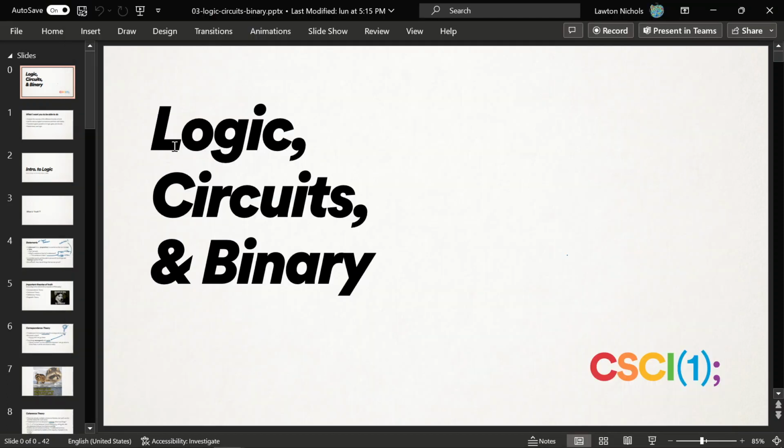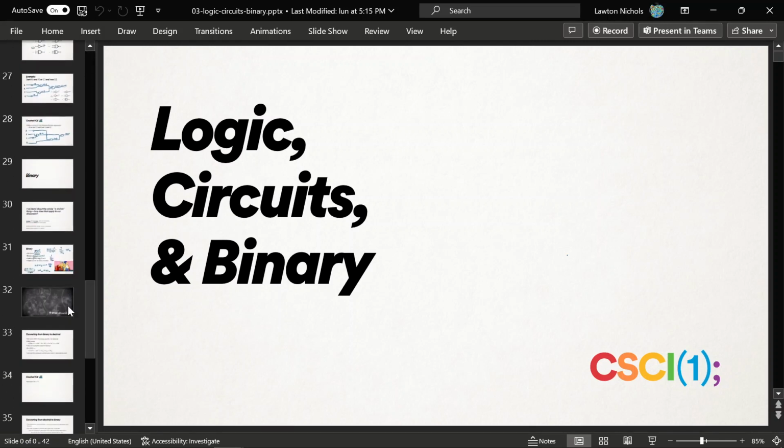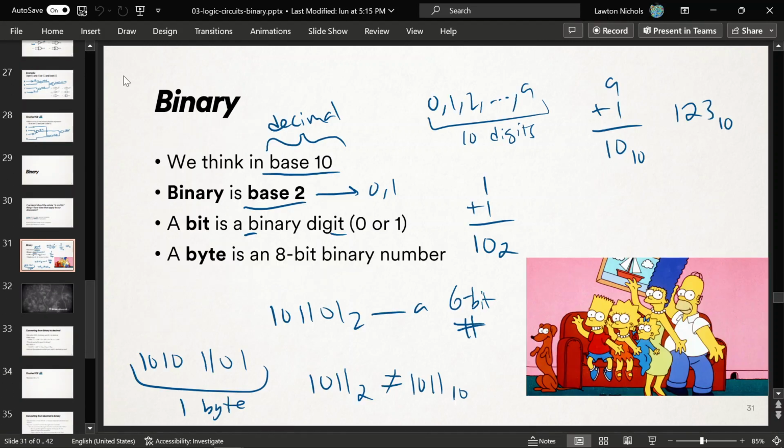I want to go right back to where we were in our last non-programming lecture, learning about number systems. The last slide down there was binary. I started teaching us a new number system. We, as humans, have 10 fingers, so we use base 10.